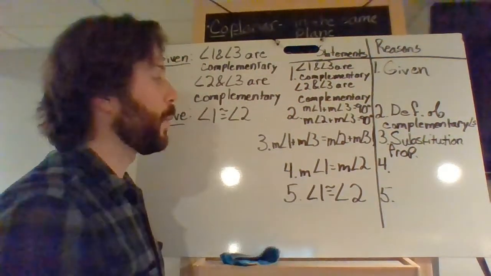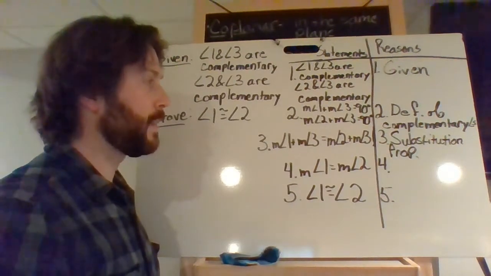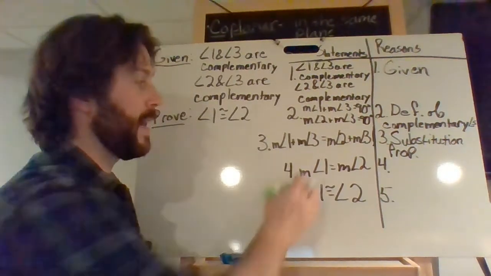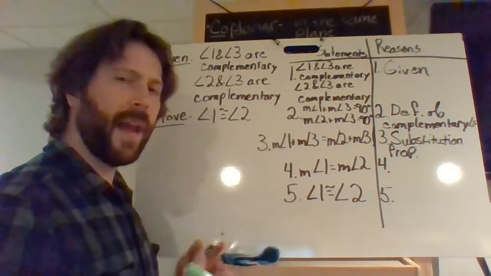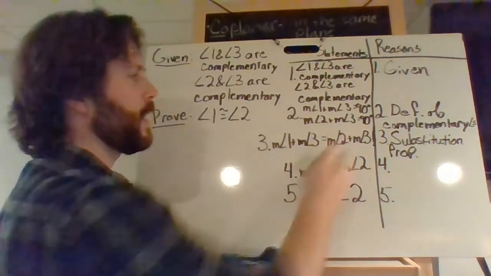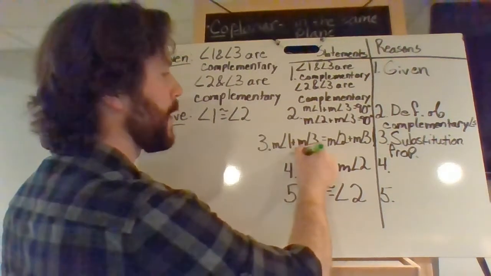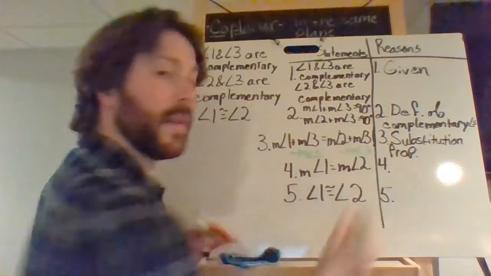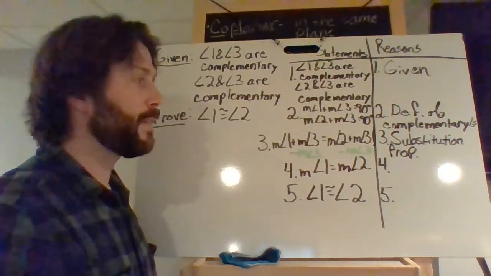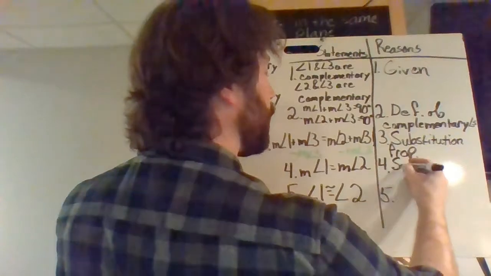Okay, next up, we go from this equation with those two sums equal to one another, and then suddenly the measure of angle 3's disappear, and I have just measure of angle 1 equals the measure of angle 2. And I want to think about how that could possibly happen. Well, these measure of angle 3's don't just disappear on their own. The way I would get rid of them is by subtracting them from both sides. And if I subtract the measure of angle 3 from each side, the property that says that I can do that is the subtraction property of equality.